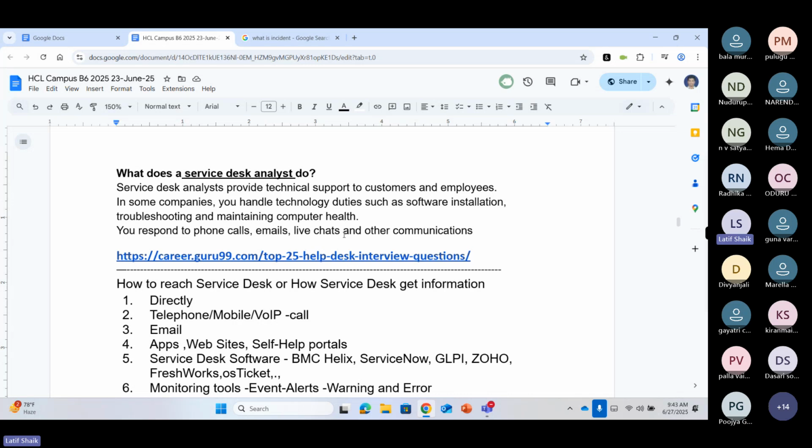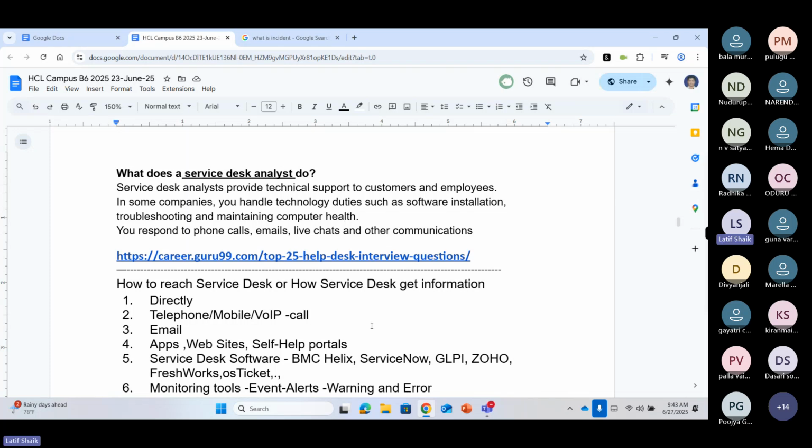What is this link? It is career.guru99. It provides a lot of interview questions on different topics. There are a lot of websites that provide technical interview questions topic-wise, and common IT technical questions also. Top 25 service desk interview questions. You can go to this link, find the questions, and copy them to your system.